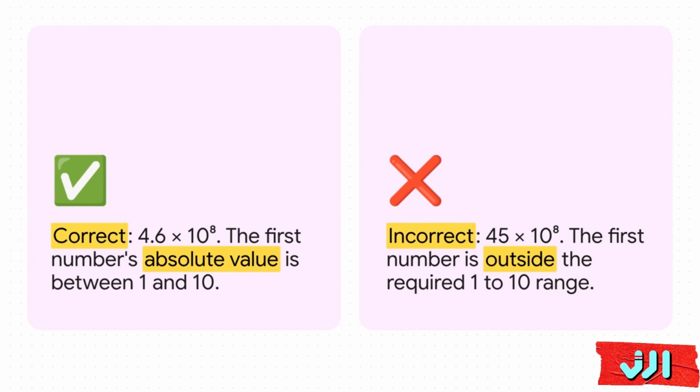Okay, let's see this rule in action. Look at that first pair. 4.6 times 10 to the 8th is perfect because 4.6 is right in our sweet spot between 1 and 10. But 45 times 10 to the 8th? Nope, that's wrong because 45 is bigger than 10. Same thing down at the bottom. The absolute value of negative 9.6 is between 1 and 10, so that's good to go. But 0.72 is less than 1, so that's a no-go. Honestly, getting this one rule down is like 90% of the battle.